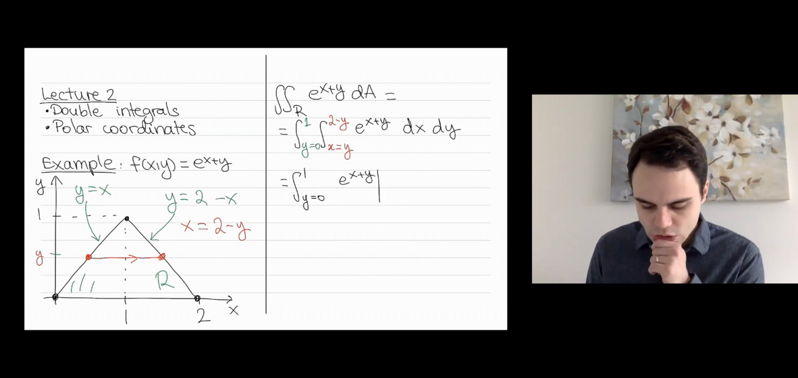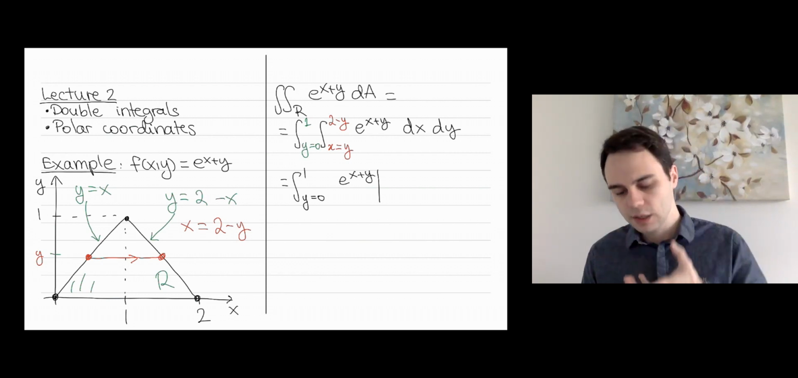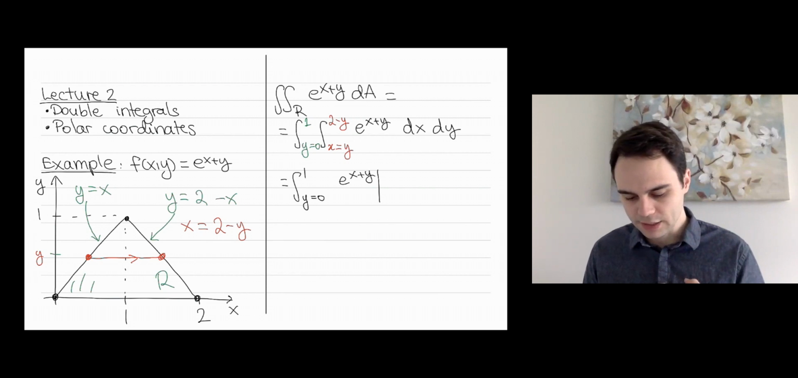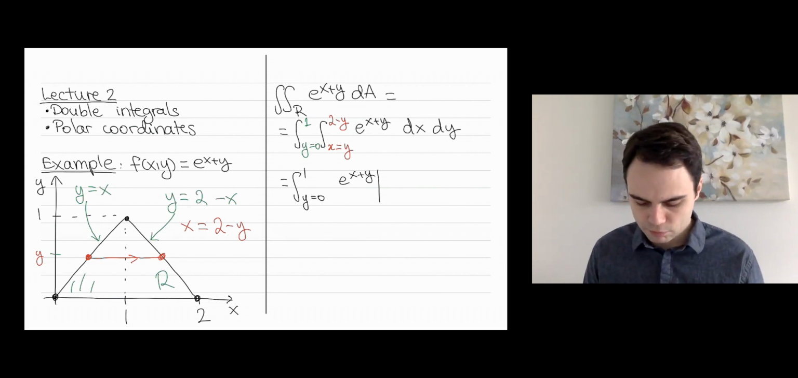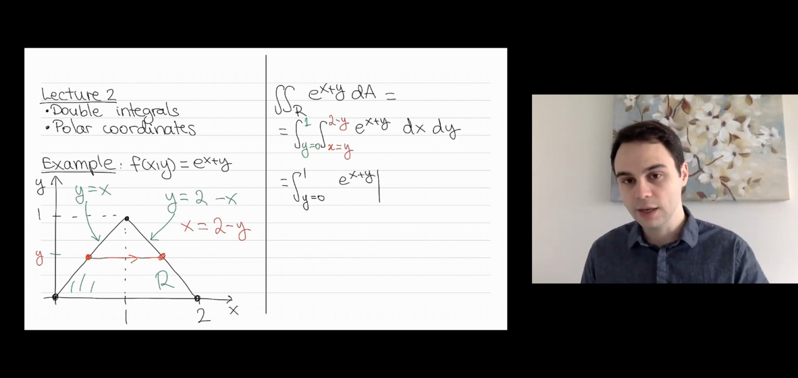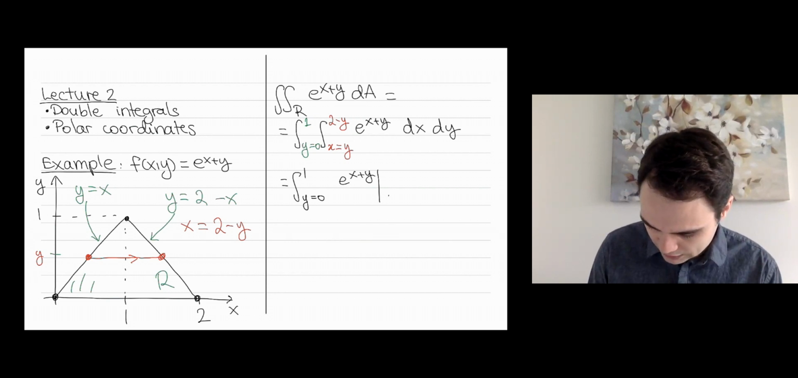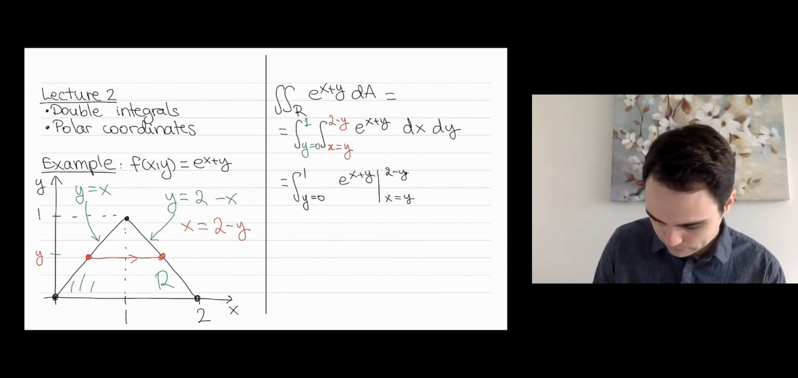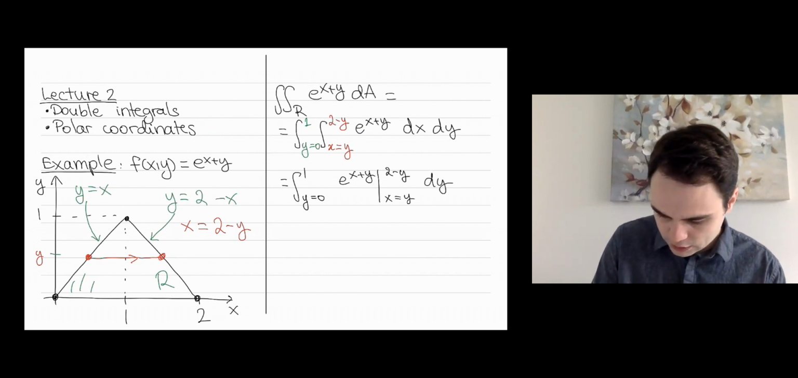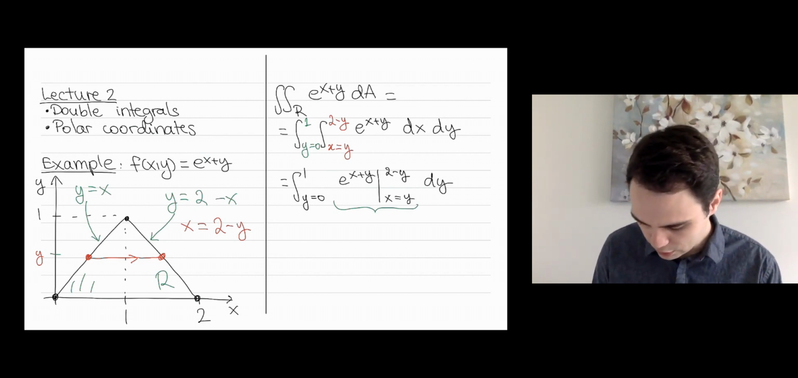Right, because if I differentiate this with respect to x, I get the derivative of e is e itself, e to the x plus y times the derivative of x plus y with respect to x, that's just 1. So e to the x plus y, differentiated with respect to x, gives me back e to the x plus y, so that's the primitive. We have to evaluate that with x between y and 2 minus y, dy. So this is a function of y we're integrating.